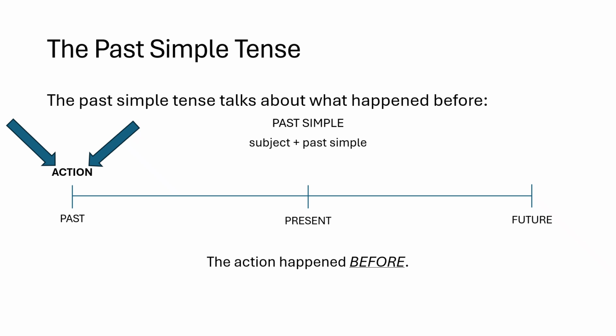This diagram shows what the simple past tense looks like. The action happened in the past. Before, not now, which is in the present, and not later, which is in the future. Before, the action happened in the past.